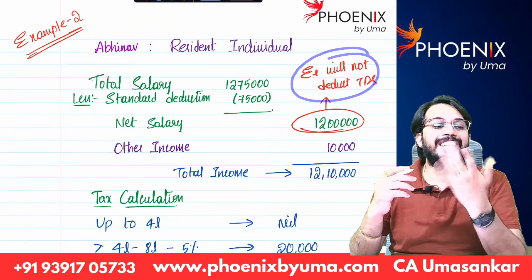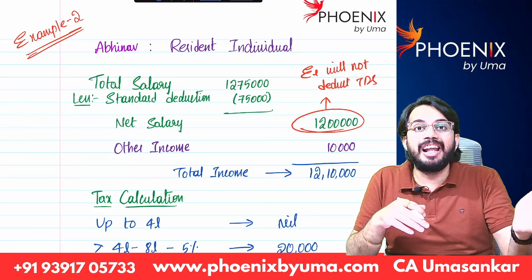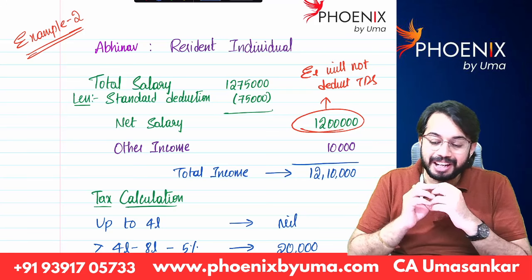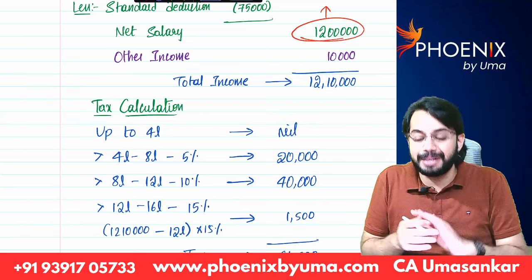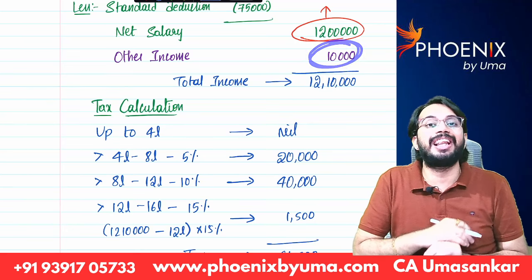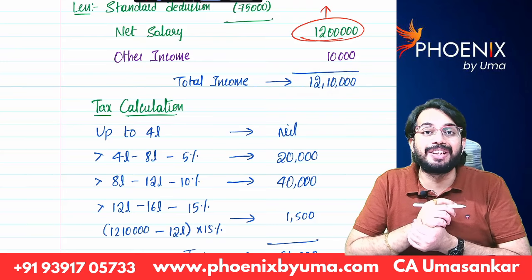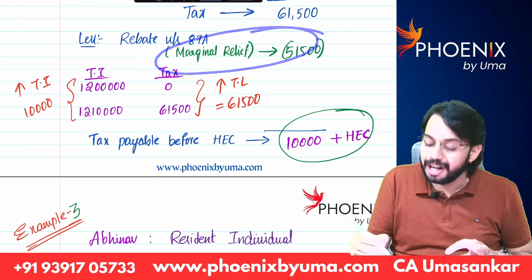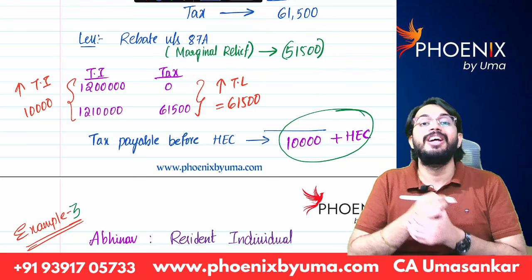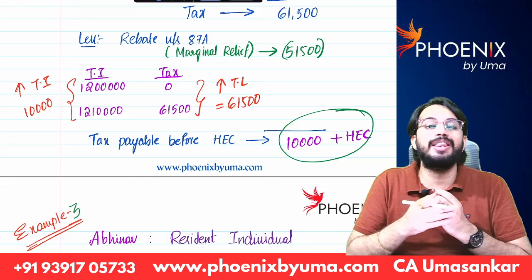The point here is, the employer did not deduct TDS. Okay. Client will tell my tax liability is zero. But when you are calculating, in 26AS or annual information system, there is other income of 10,000. Now client's total income is 12 lakh 10,000. After getting marginal relief also, he is required to pay tax of 10,000 plus HEC, 10,000 plus 4%, 10,400.